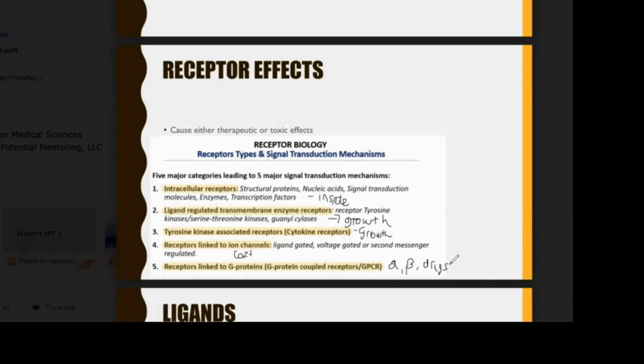You will want to know which drugs are going to bind those receptors. But in general, you're going to want to know these pathways overall, and then you're not going to have to know too much which drugs are going to bind which receptors. That's not something that's going to be commonly tested. These are examples of ligands.